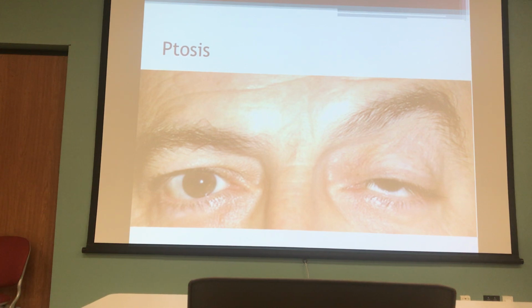Ptosis is drooping of the eyelid. Remember, cranial nerve 7 closes the eye, cranial nerve 3 opens the eye. If cranial nerve 3 is not working, the eye is closed. If cranial nerve 7 is not working, the eye is open. Okay.